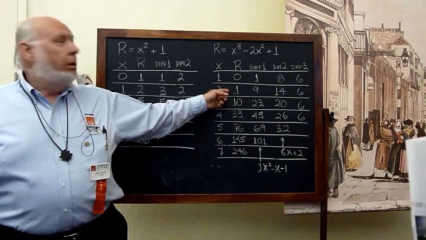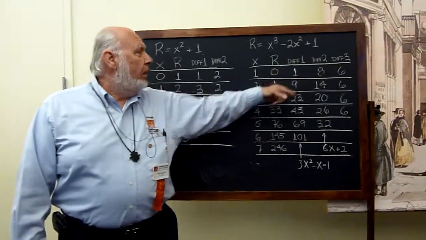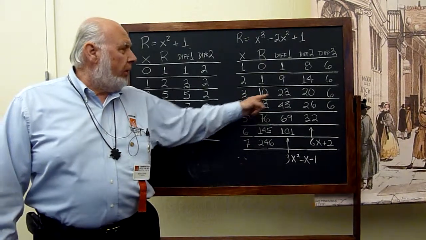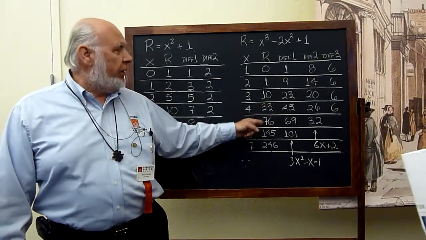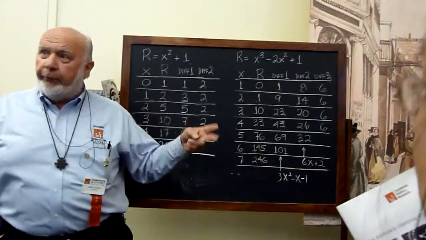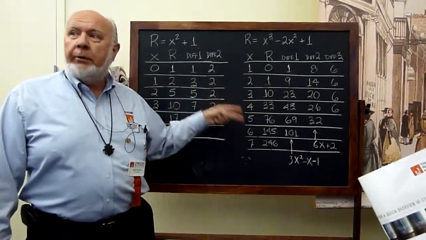So I write that next to the 0. 1 from 10, you get 9. 10 from 33, you get 23. 33 from 76, 43. We get this column of numbers here, which is the difference of these consecutive results.